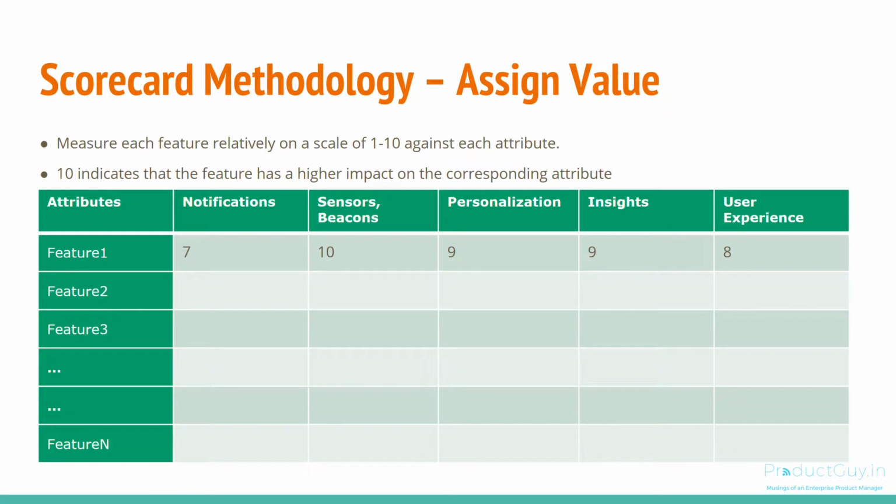The starting point for a prioritization process is to pull out all the features that should be prioritized for the current release. Later, measure each feature against the 5 product attributes that we listed out in the earlier slide on a scale of 1 to 10, where 10 indicates that the feature has a high impact on the corresponding attribute. The best way to start objectively measuring each feature is through a brainstorming session.